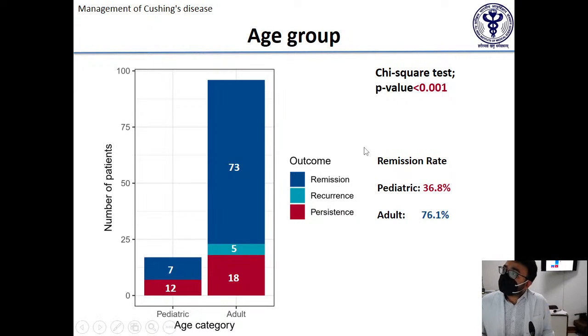Also, we found that the patients belonging to the pediatric age group tend to have a poor outcome as compared to the adult age group. So nearly half, around 36.8% remission rate in the pediatric population and almost twice that in the adult population.